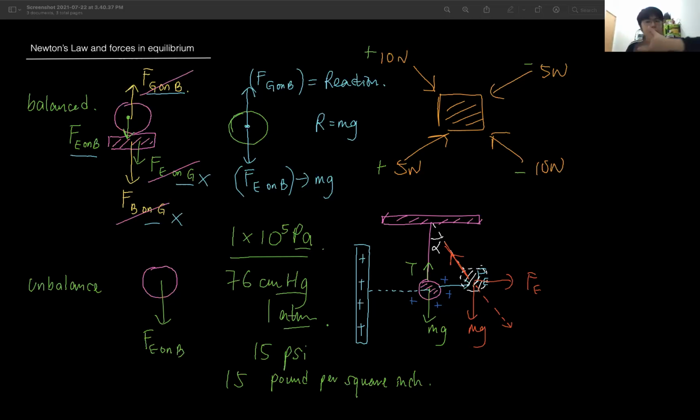But the ball did not come down here. The ball tries to come down, but it is not allowed because the string is holding it, because the string will not break. So we have three forces, T, mg, and Fe. All these three forces, the overall effect is a balance.